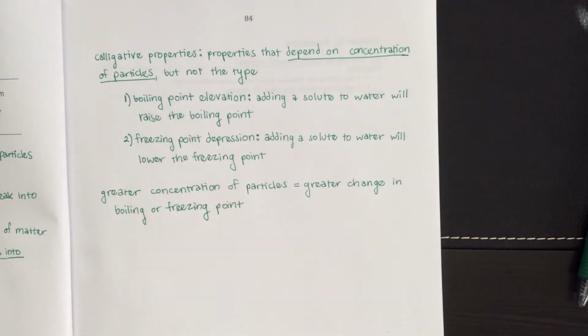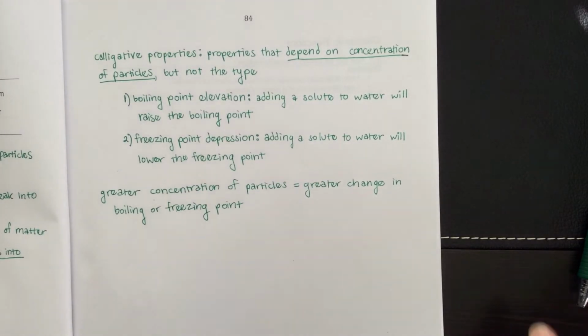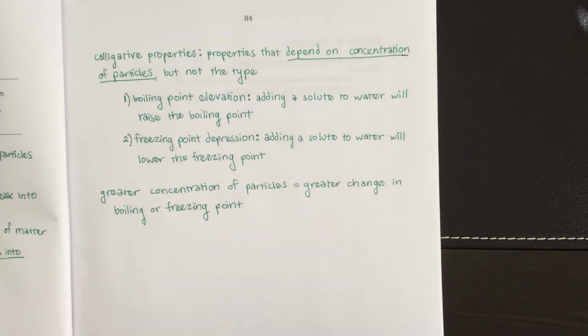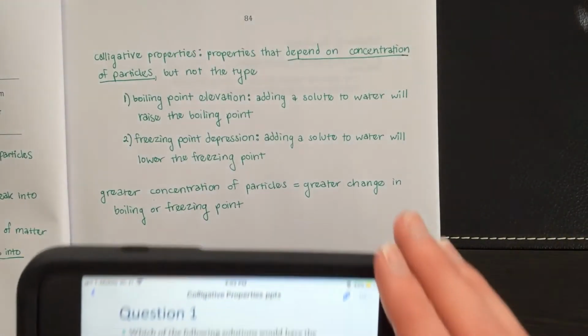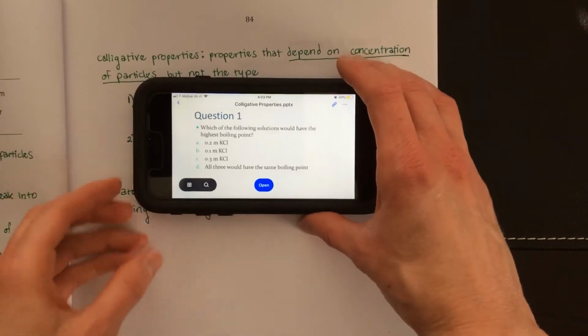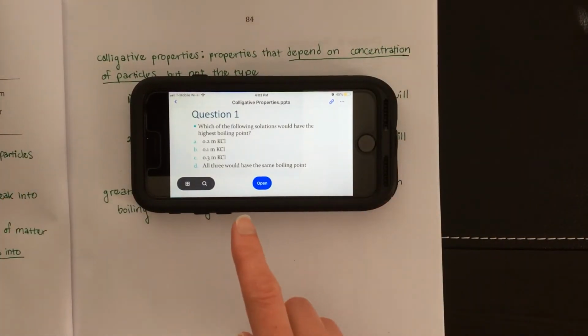All right, so on Canvas, you're going to have questions that give you lists of different solutions, and you're going to have to say which one has the highest boiling point and which one has the lowest freezing point. So let me just show you a couple of examples here. And we'll write one down in your notes, but not this one.